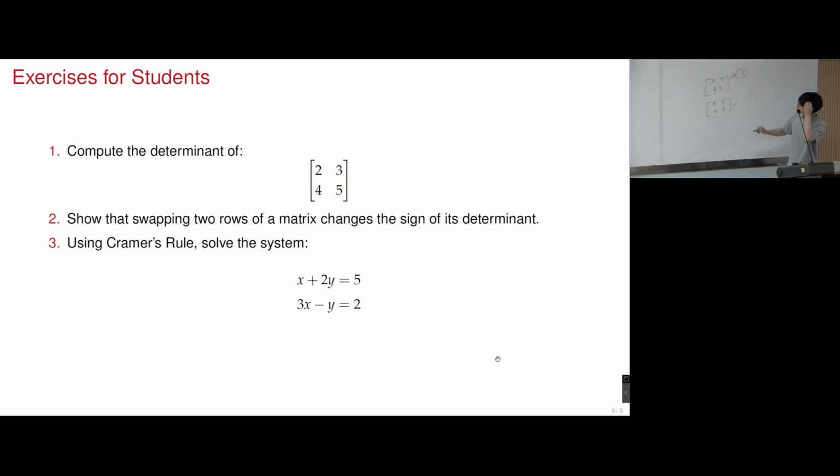And what's the determinant? Multiply diagonally. 4 times 3 is 12, minus 5 times 2 is 10. You get 2. And you can see that the sign changed from minus 2 to 2. So that's how you show it. You can also show it more abstractly, instead of putting specific numbers, you can just use a, b, c, d, and you'll also see that the sign changes if you swap the rows or columns, okay?